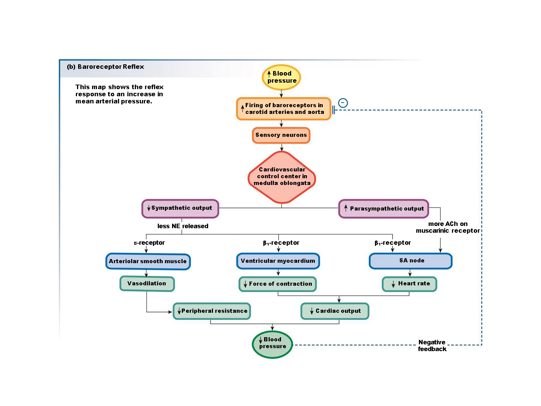This has several effects. The arteriolar smooth muscle relaxes, leading to vasodilation, which decreases peripheral resistance. The ventricular myocardium reduces the force of contraction, and the sinoatrial node slows the heart rate, both of which contribute to a decrease in cardiac output. At the same time, parasympathetic output increases, releasing more acetylcholine onto muscarinic receptors, further slowing the heart rate. These combined actions work together to lower blood pressure back to normal.